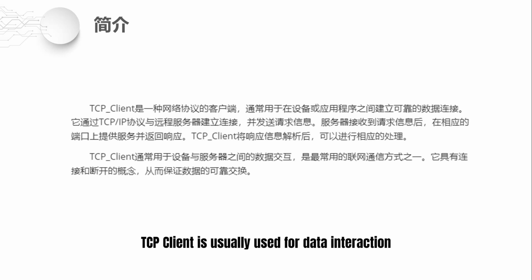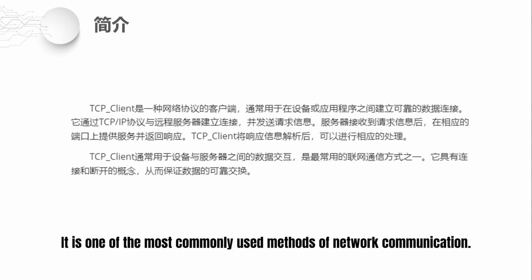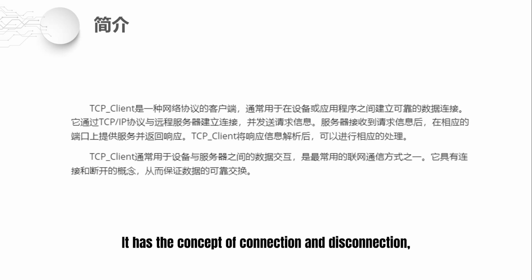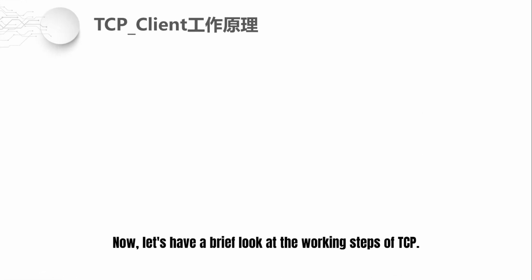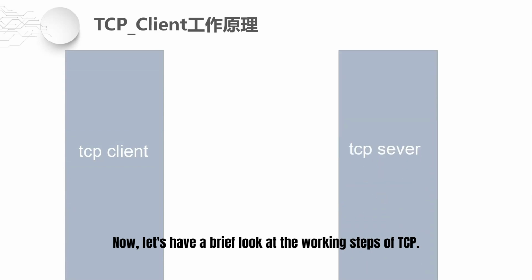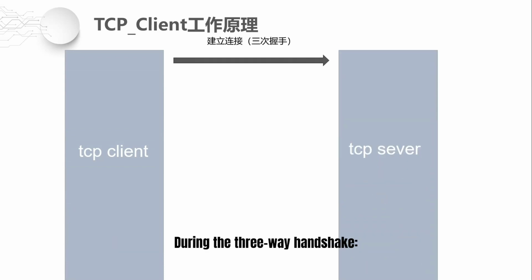A TCP client is usually used for data interaction between the device and the server. It is one of the most commonly used methods of network communication. It has the concept of connection and disconnection, thus ensuring reliable exchange of data. Now, let's have a brief look at the working steps of TCP during the three-way handshake.